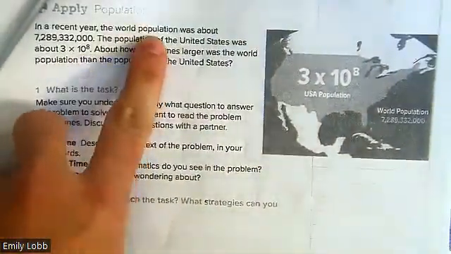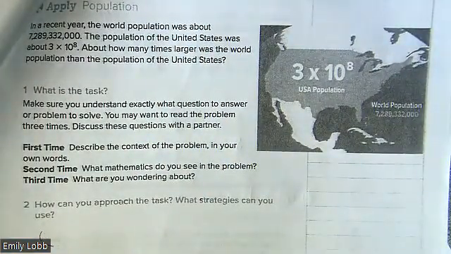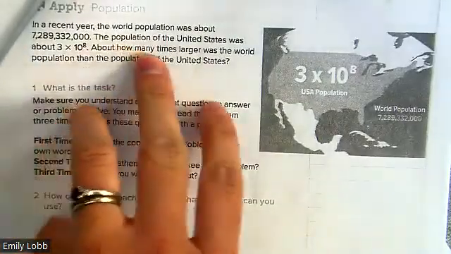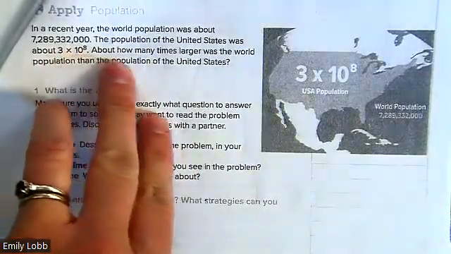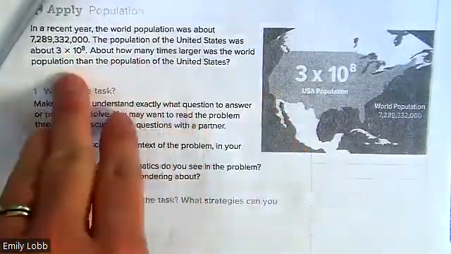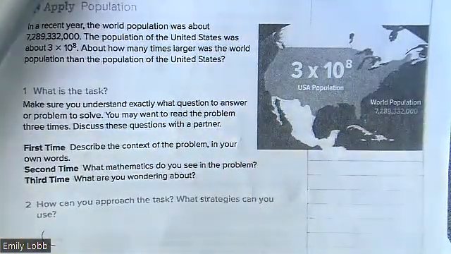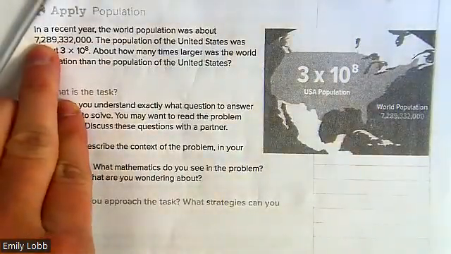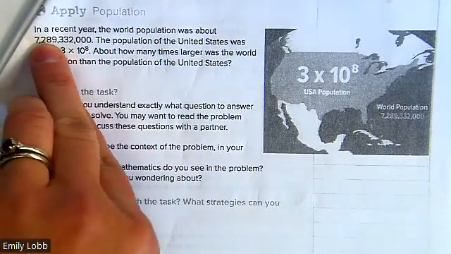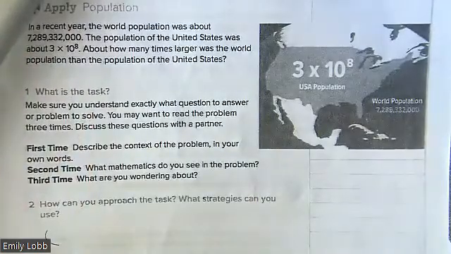We're on page 59. In a recent year, the world population was about 7,289,332,000. The population of the United States was about 3 times 10 to the 8th. About how many times larger was the world population than the population of the United States? Well, can we estimate this as 7 billion? Is that fair? That's reasonable, right?